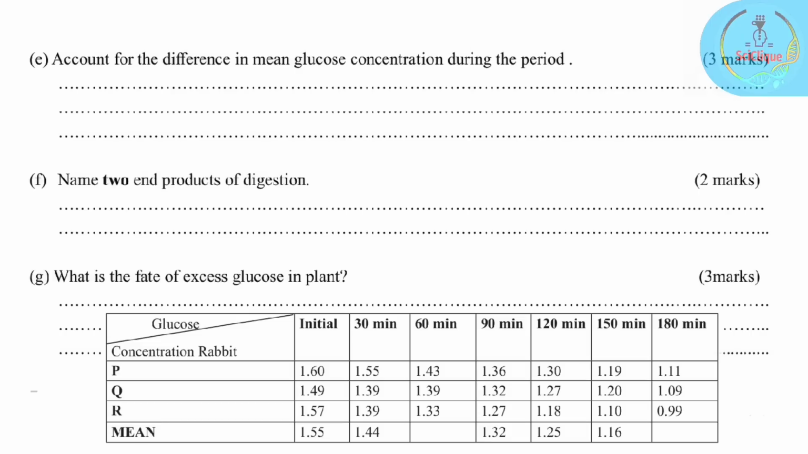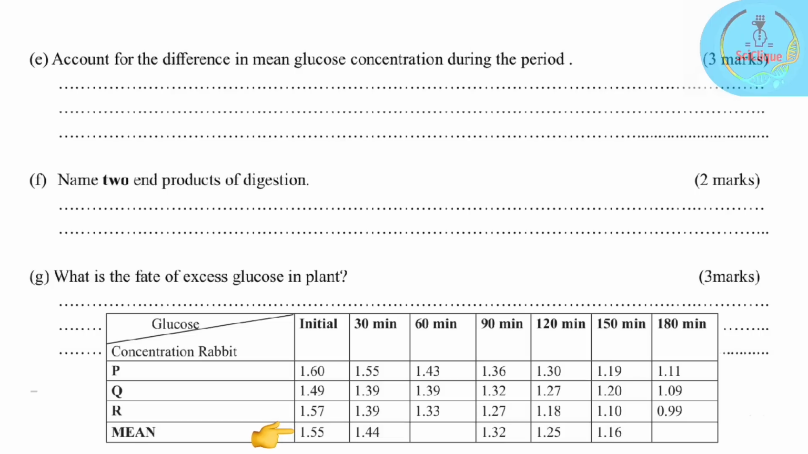Part E. Account for the difference in mean glucose concentration during the period. Now, if we look at the mean glucose concentration, this last value, we're going to note that there is a trend, and the trend is there's a decrease. So we are having a decrease in the glucose concentration as time moves on. Now the question wants to know why. Why is the glucose concentration decreasing?